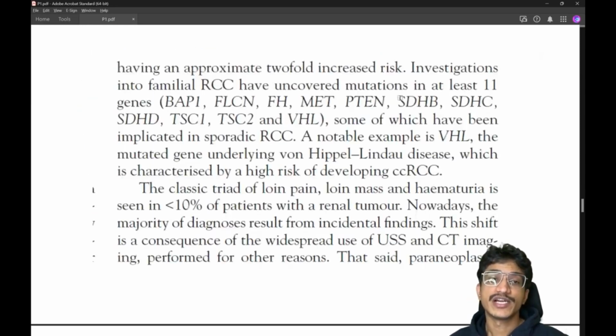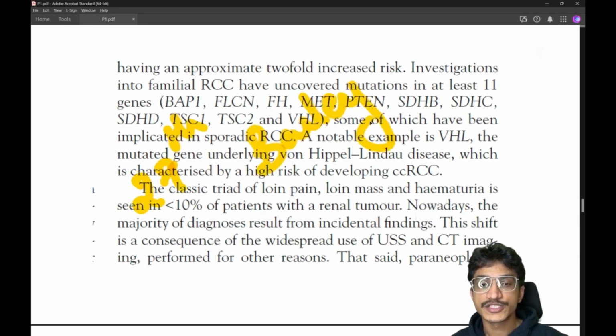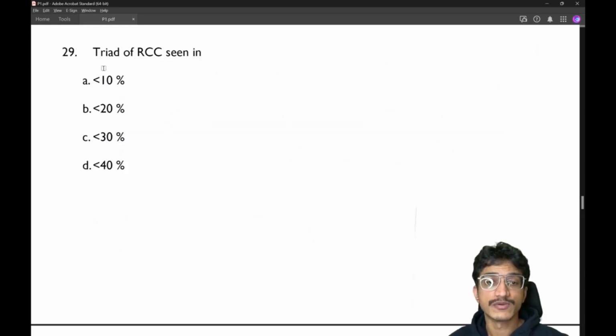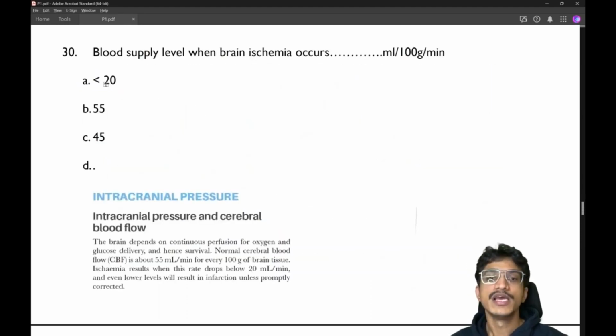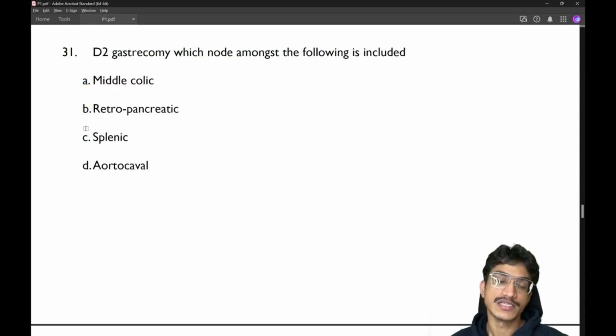Triad of RCC is straightforward from the 27th edition of Bailey. So the answer should be that the classic triad is seen only in 10% of the patients. Okay, straightforward question. Blood supply when brain ischemia occurs, taken from Bailey and Love. So the answer should be less than 20. Normal is 55. If it goes below 20, then ischemia results.